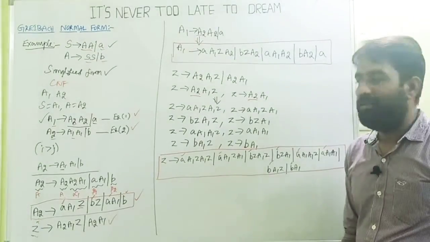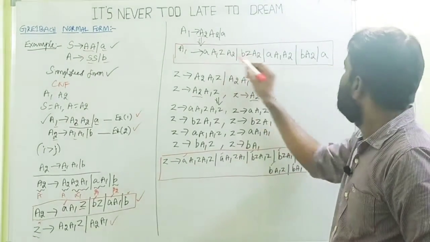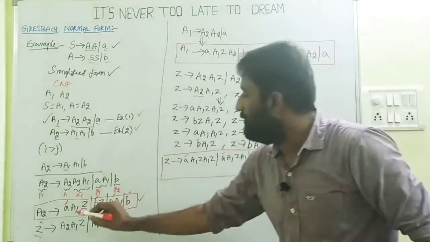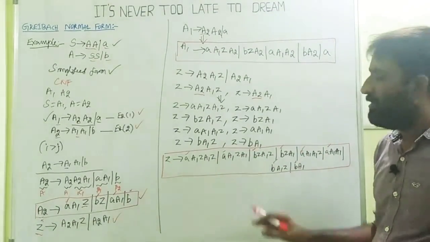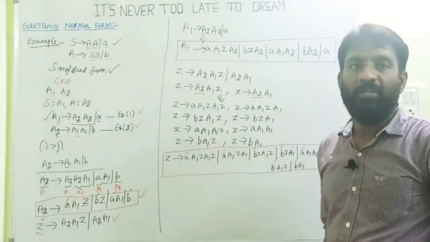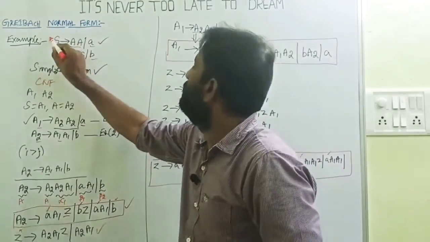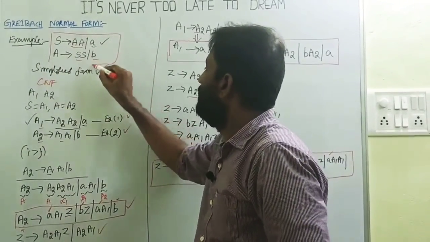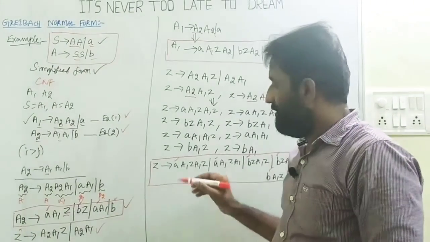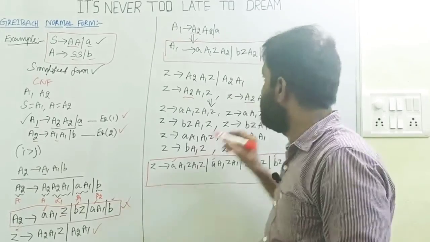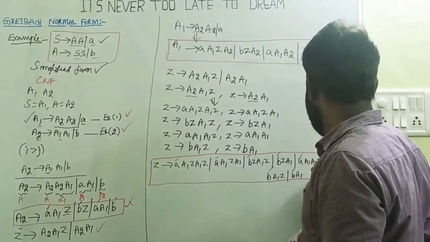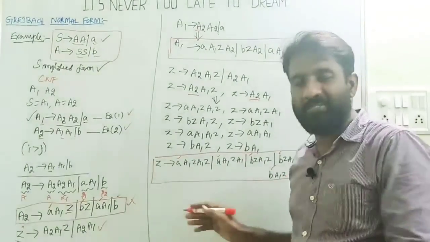Now see, A1 is converted into the Greibach normal form, A2 is converted into the Greibach normal form, Z is also converted into the Greibach normal form. Finally, the grammar is converted into the Greibach normal form. So this is the given grammar. These are all the productions converted into the Greibach normal form: A2 production, A1 production, and Z production. Write at one place. This is the equivalent grammar.